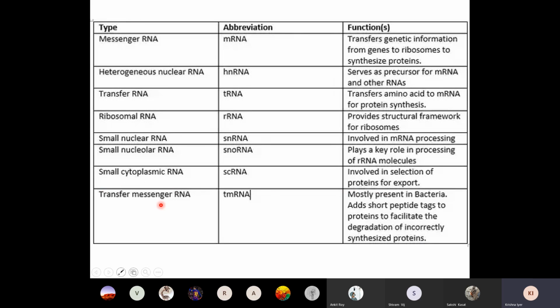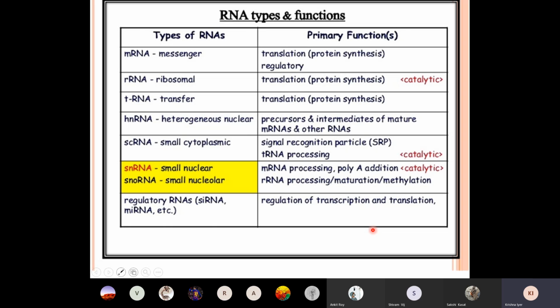Okay, then there is transfer messenger RNA. It is present in bacteria and adds small peptide tags to proteins to facilitate degradation. Okay, so there are several different types of RNA, and these are names you'll hear around. In addition to that, you'll have other names like snRNA, etc. And again, look at this: some of them serve catalytic functions. Okay, for example, ribosomal RNA and tRNA processing, scRNA, and this snoRNA and snRNA also serve catalytic function. Okay, so there are many such RNAs present in our body.